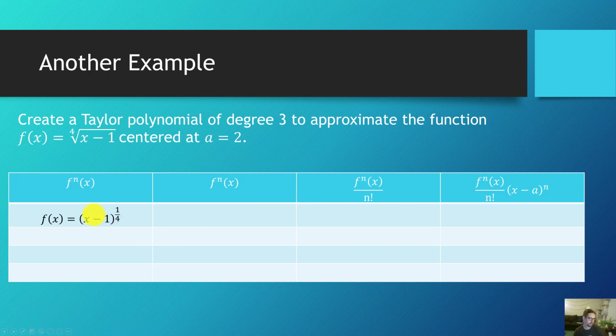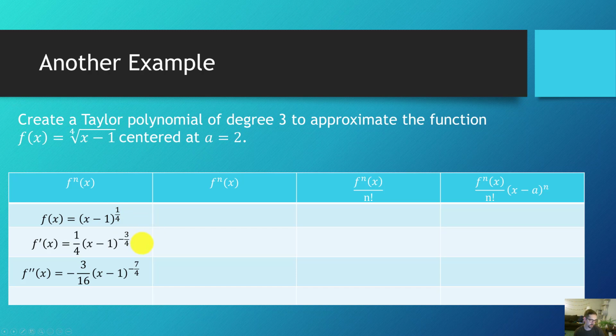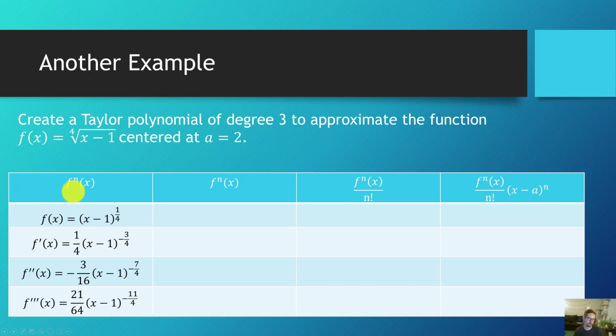The function, we're just going to rewrite it in fractional exponent form instead of a radical. So x minus 1 to the 1/4. Derivative, 1/4, x minus 1 to the negative 3/4 by subtracting 1. Second derivative, again, we're just applying the power rule, and the third derivative, applying the power rule again.